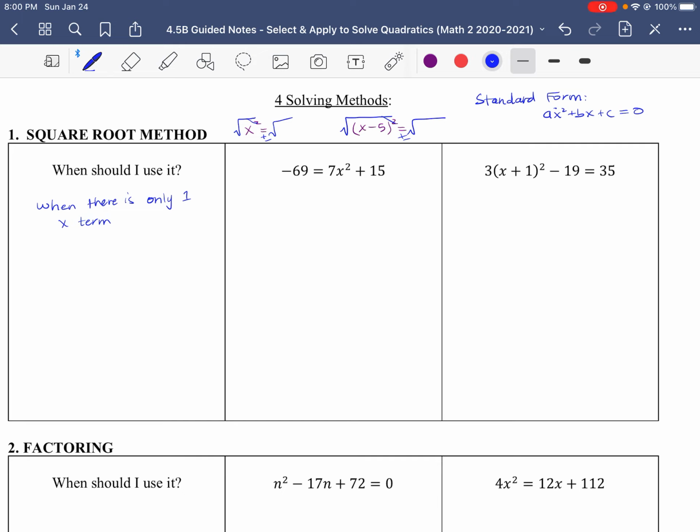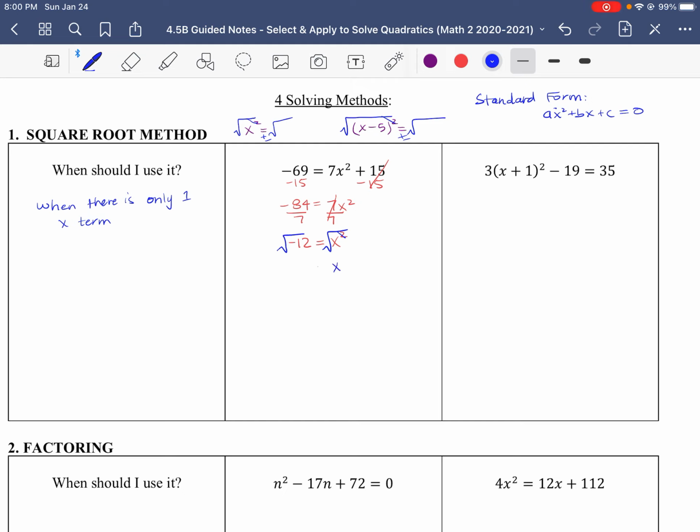In this case, you're just going to use the techniques you know for solving equations. We move the 15 to the left and get negative 15 here, which cancels on the right. We get 7x squared, and on the left side we end up with negative 84. Then we divide by the 7 to get the x squared by itself. Negative 84 divided by 7 is negative 12. This is where we would then square root both sides of the equation.